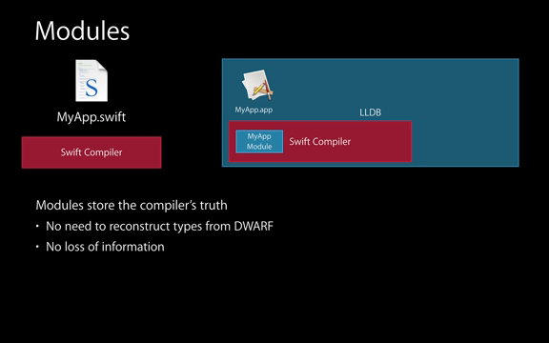The Swift compiler generates a module, which is the compiler's understanding of the truth of your program at the time it was being compiled. lldb's copy of the Swift compiler ingests that module information and can use it to reproduce the type system that the compiler was seeing at the time your program was being compiled. There's no loss of information, and there's no need for the intermediate step of recreating the types back from dwarf.